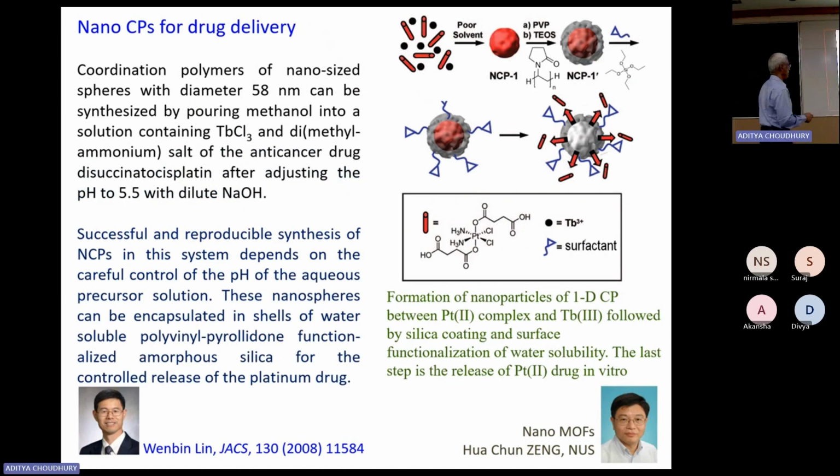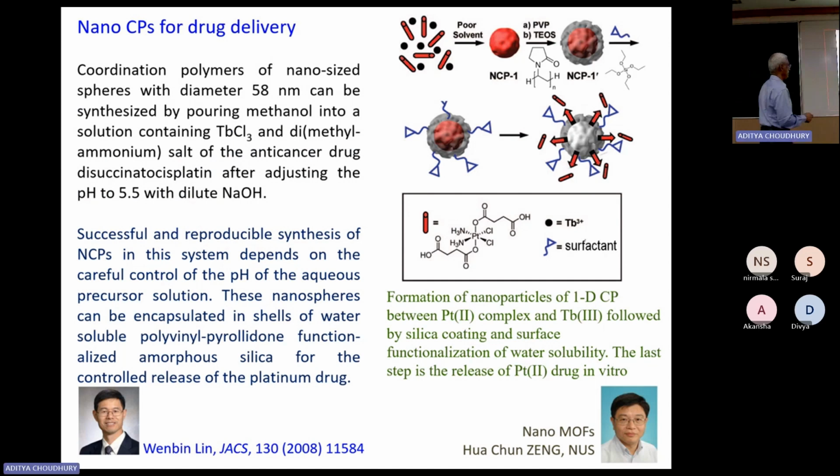Okay, what can you use these for, apart from showing interesting luminescence? Bin Lin is the one. I think I showed his photo yesterday. In those days he was working on NLO properties, by making a lot of non-centrosymmetric diamondoid network structures. Now he's working on different types of fields. One is drug delivery: how you can use it for drug delivery.